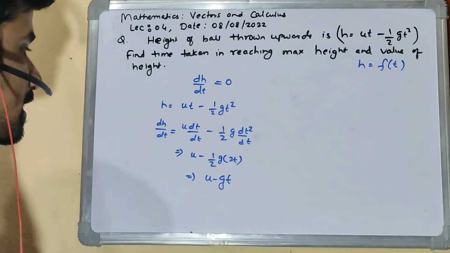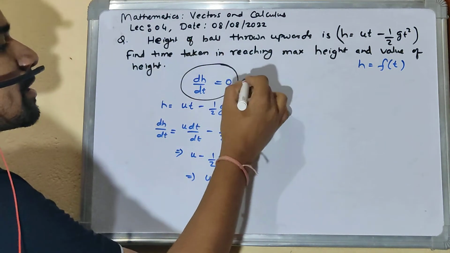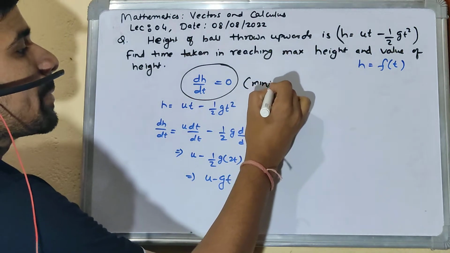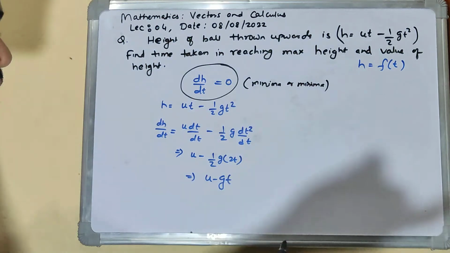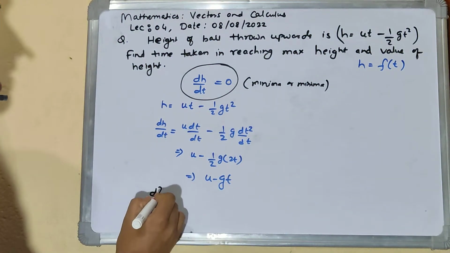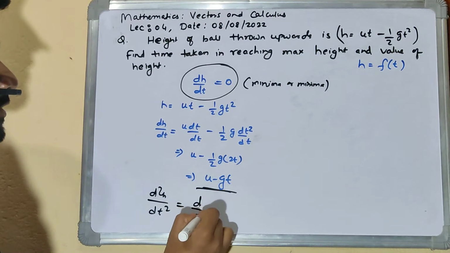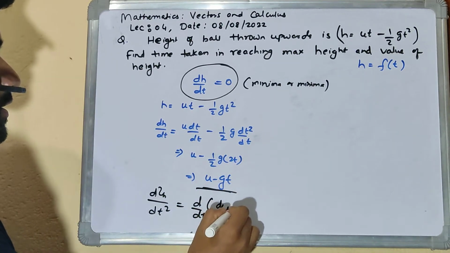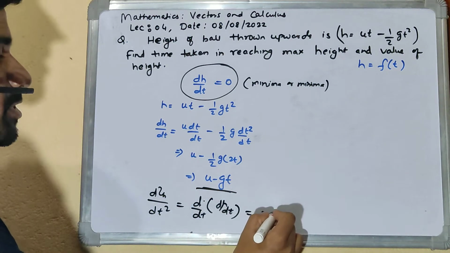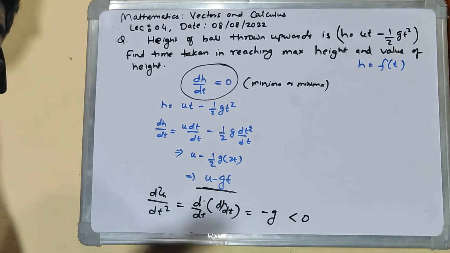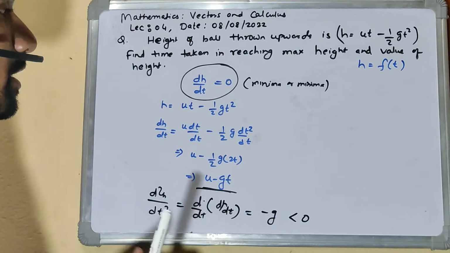Now what is my second differential here? This is my first differential, and I just said this point can be either minima or maxima. How can we clarify whether it is maxima or minima? For that we need double differentiation, right? So if I do a double differentiation, d2h by dt square, I need to differentiate this, which is d by dt of dh by dt. So this is nothing but minus g, which is negative. Hence it is clear that whatever I am finding is a point of maxima and not minima, right?